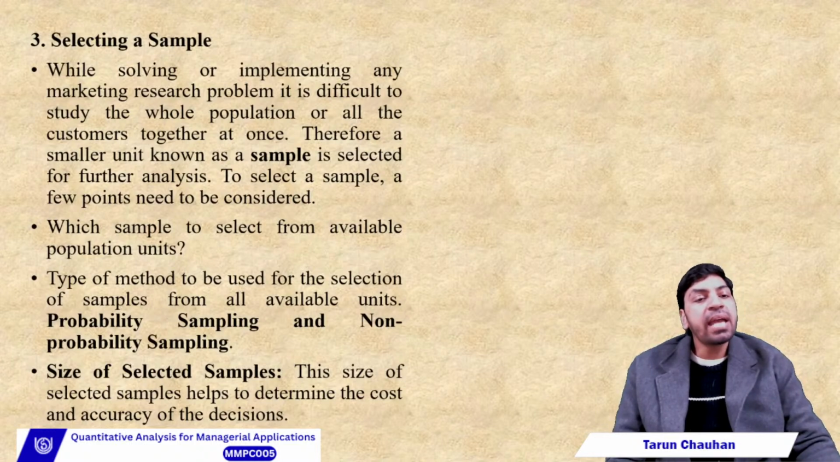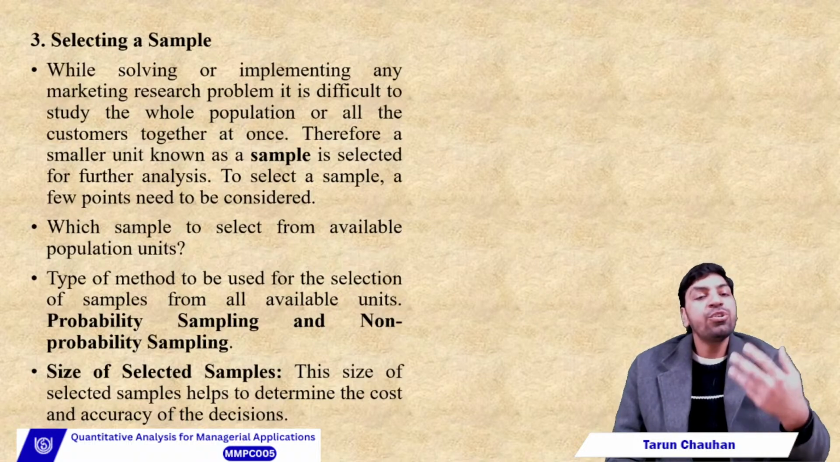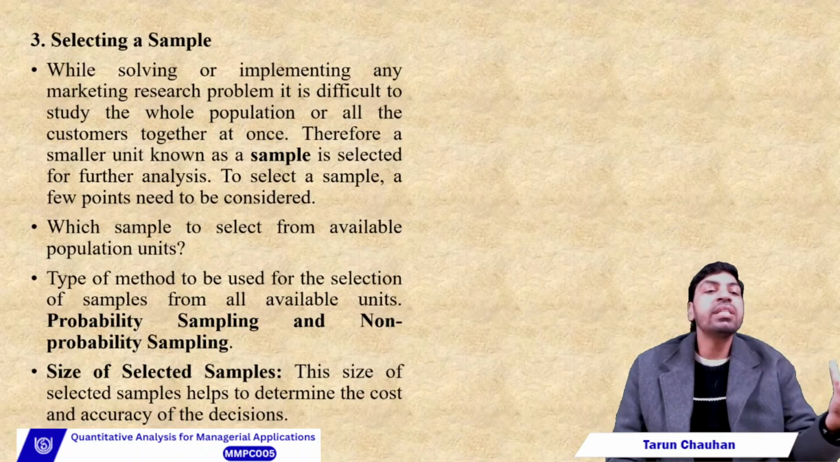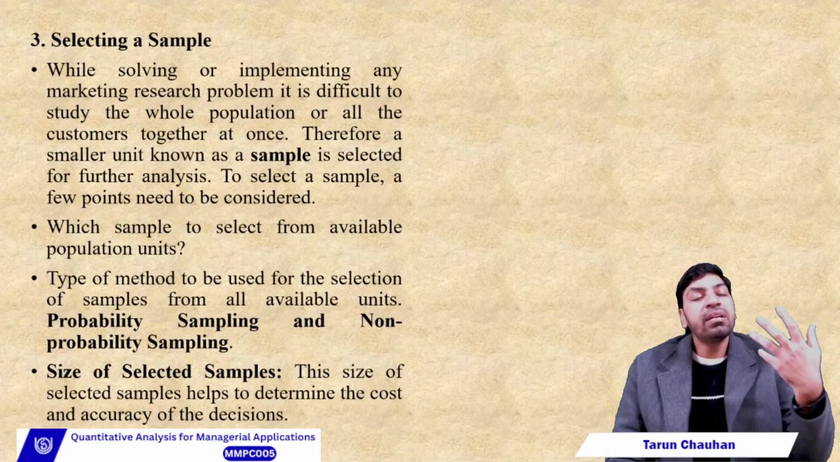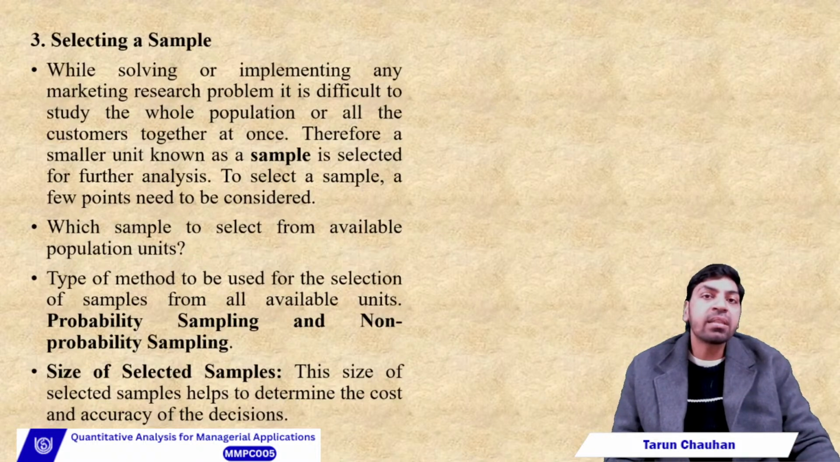Then once you decide which sample, the type of method to be used to select that sample and how you will select. You have decided, okay, 100 samples to be selected, but which method will you apply to select those 100 samples? So there are only two methods. The first one is probability sampling and the second is non-probability sampling.